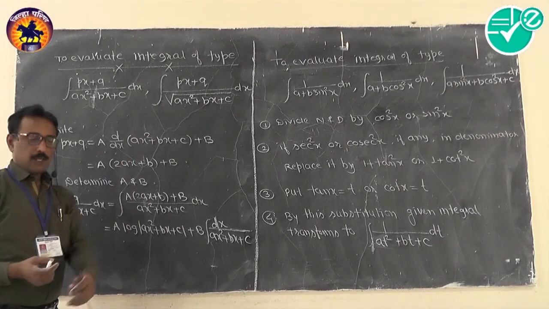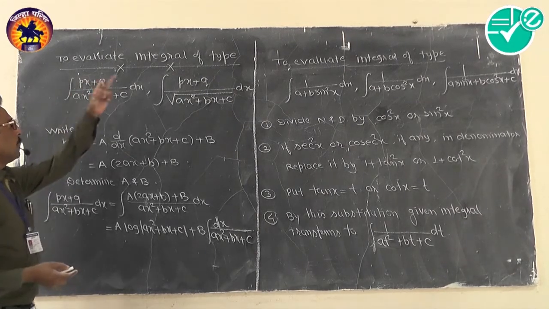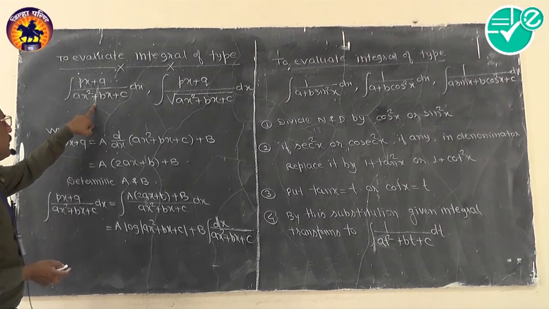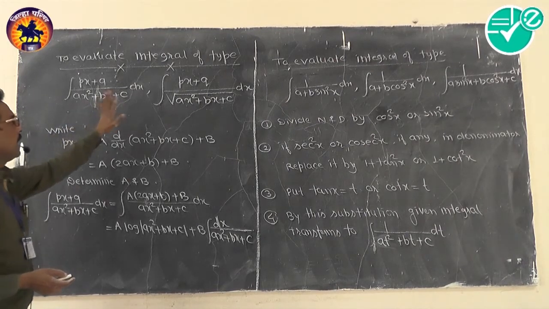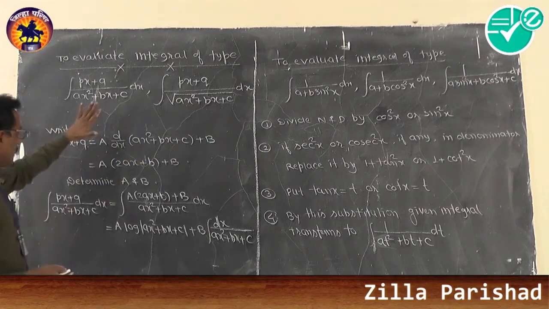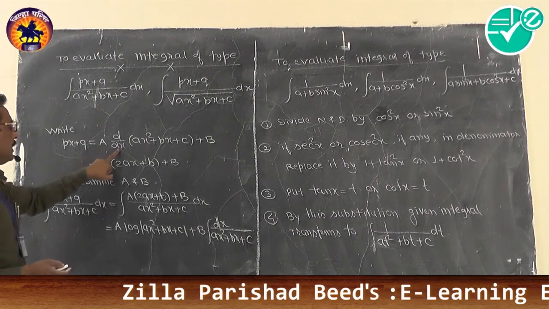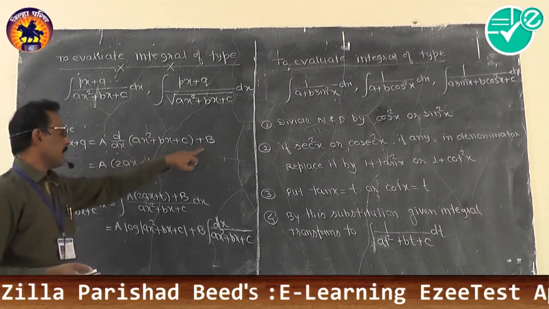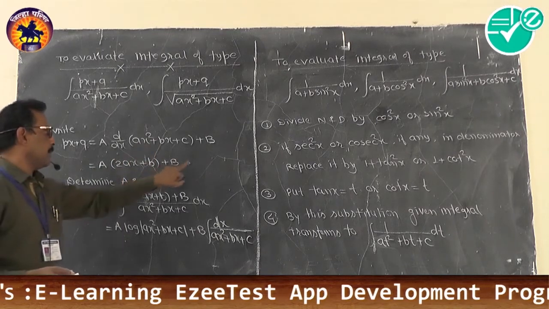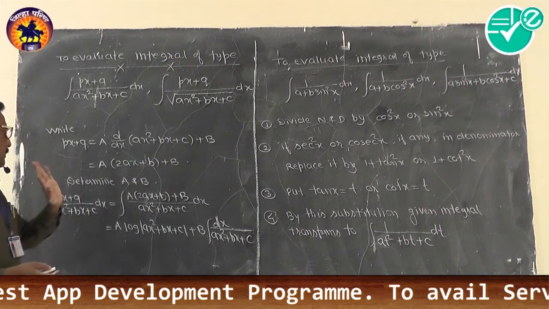Now in the present lecture, we'll discuss these two types of integrals. To evaluate an integral of this type, suppose we have (px + q) upon (ax² + bx + c) dx, or the same portion with a square root, then the procedure will be the same. The procedure is: px + q = A × d/dx of this quadratic portion + B. The derivative of ax² is 2ax, plus b. We have to determine the values of A and B by the basic procedure.